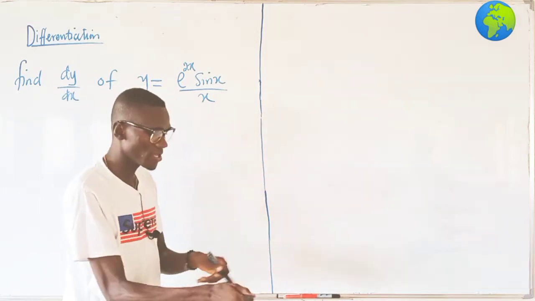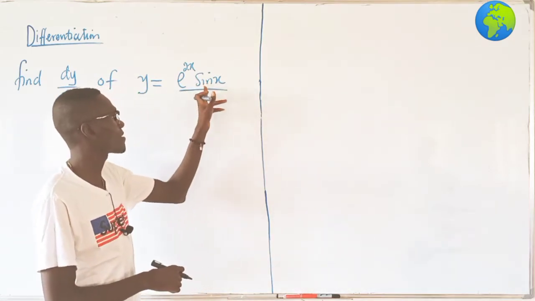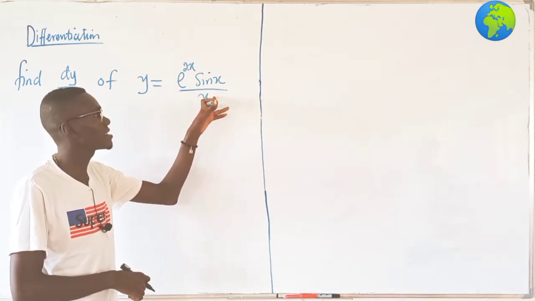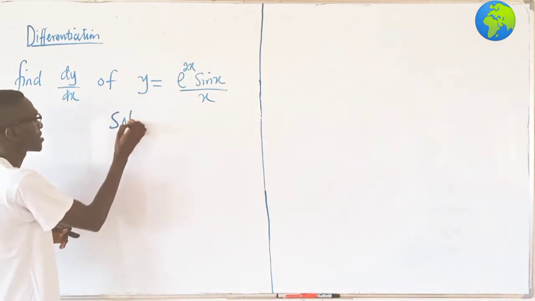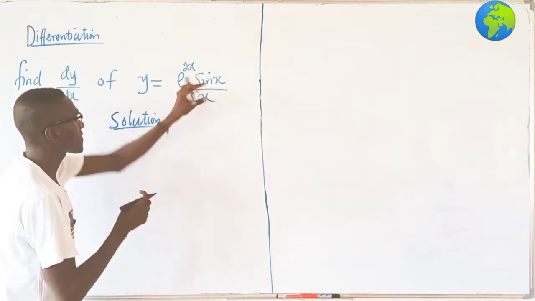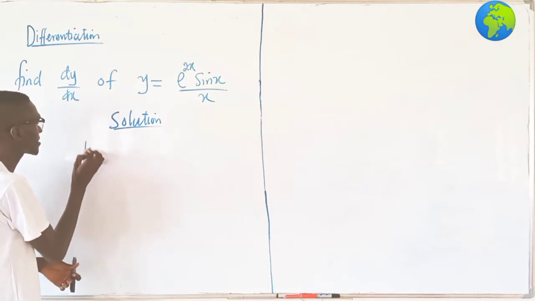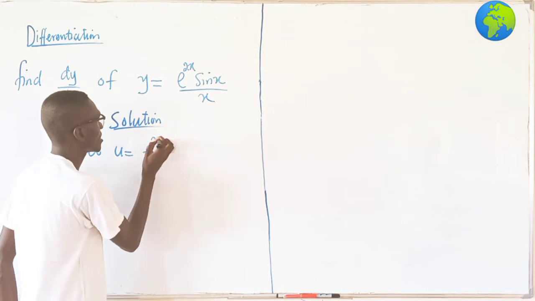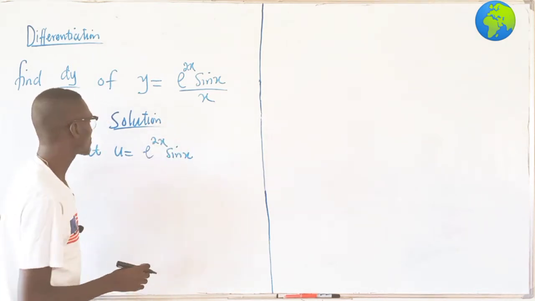The first thing you have to do is, if you observe very well, the numerator has two functions being the product of themselves, right? But we have one function under, isn't it? So the first thing is, let's write the solution. You differentiate what you have in the numerator. You can say let u equal e^(2x) sin x. This is going to be your u.